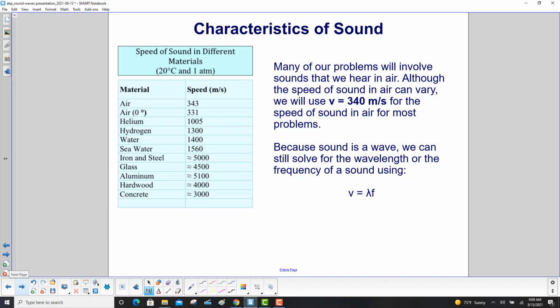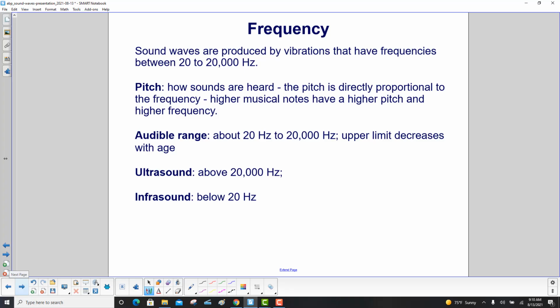Many of our problems will involve sounds that we hear in the air. Although the speed of sound in air can vary, we will use 340 meters per second for the speed of sound in air for most problems. Why? Because we don't have a 3 there at the end, so it's a little easier to multiply. Because sound is a wave, we can still solve for the wavelength or the frequency of a sound using velocity is wavelength times frequency. Sound waves are produced by vibrations that have frequencies between 20 and 20,000 hertz.